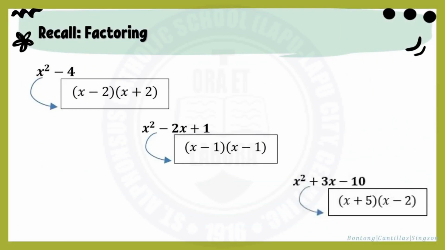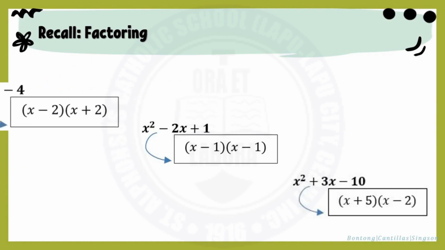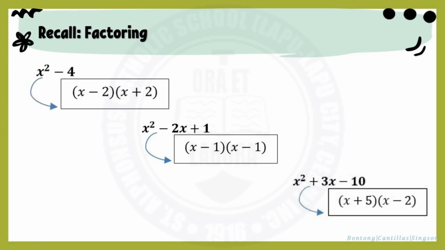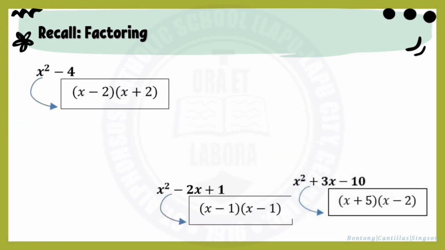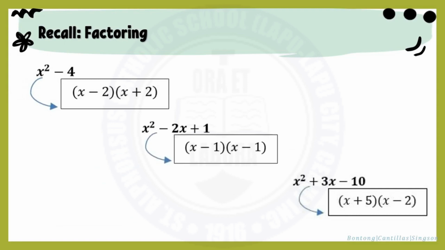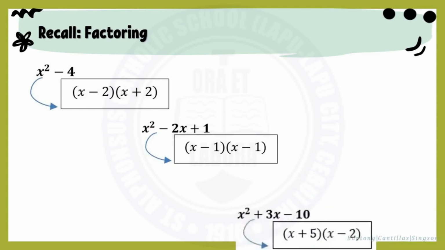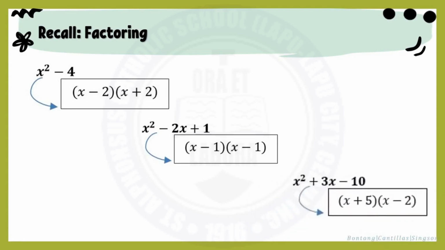In solving quadratic equations by factoring, it is necessary to know how to factor polynomials, such as x squared minus 4. The factors are quantity x minus 2 and quantity x plus 2. X squared minus 2x plus 1, the factors are quantity x minus 1 and quantity x minus 1. X squared plus 3x minus 10, the factors are quantity x plus 5 and quantity x minus 2.